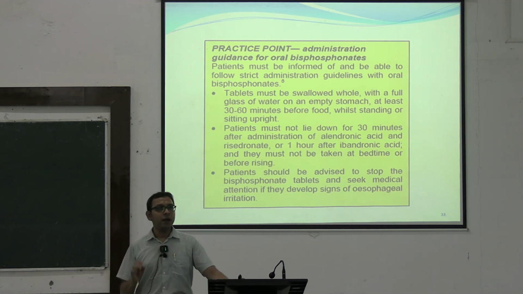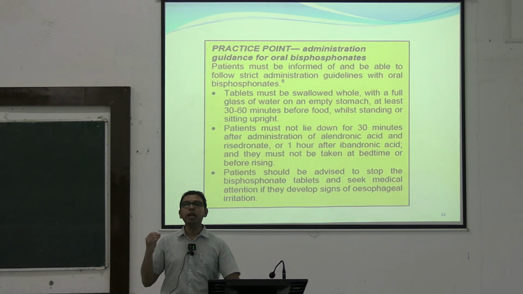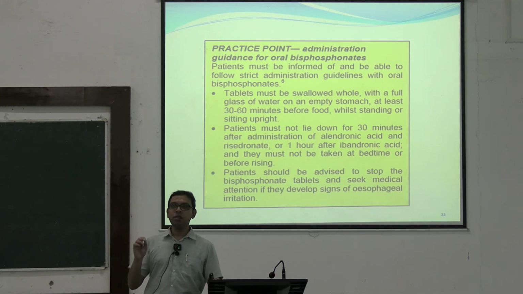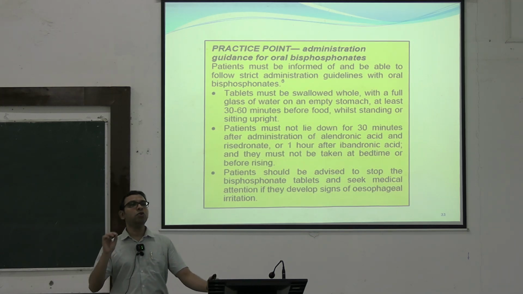So it is clear, it is very important. Why with bisphosphonates? Because severe esophageal and gastric irritation and ulcers can develop if these instructions are not maintained. So this is the instruction that has to be given to patients when they are taking bisphosphonate tablets.